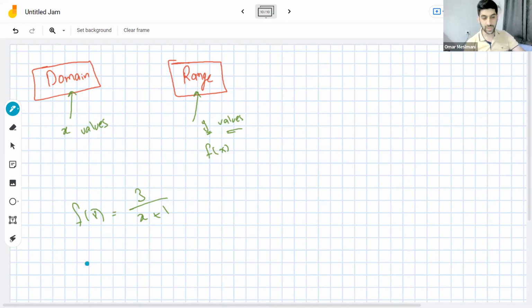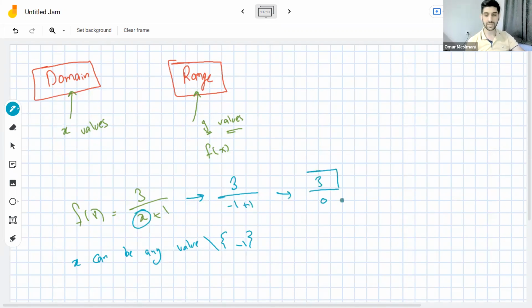Exactly. So I will say X can be any value I want, except -1. Why can't I use -1? Because I'm going to have a problem. If you use -1 as an X, I'm going to say 3 over -1 plus 1. I'm going to have 3 over 0, and you know this is an undefined case. So again, what is my domain right now for this function? The domain is any value except -1.